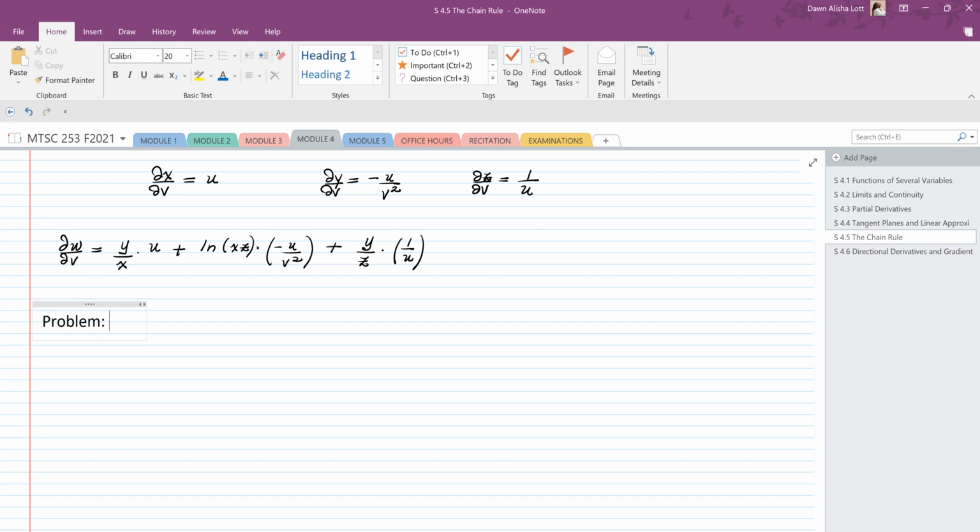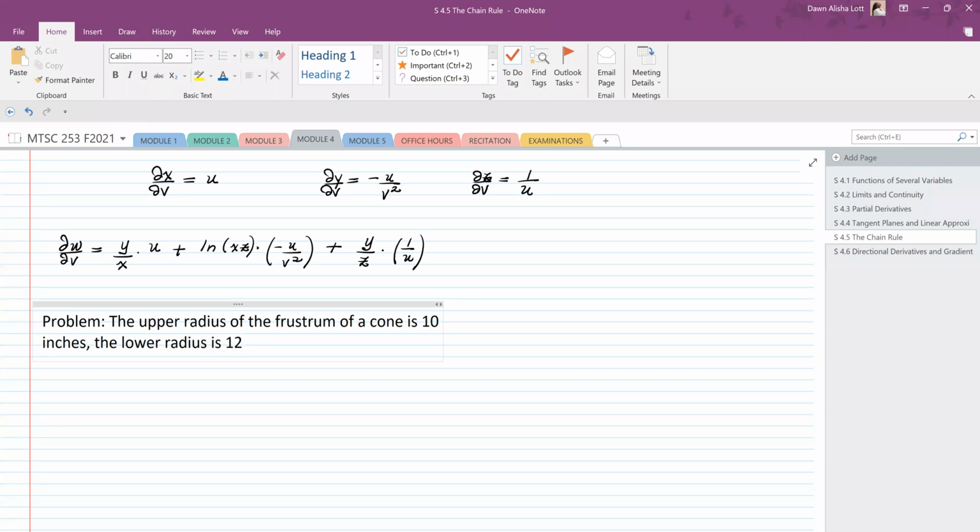Okay, so the upper radius of the frustum of a cone is 10 inches. The lower radius is 12 inches. And the height is 18 inches.